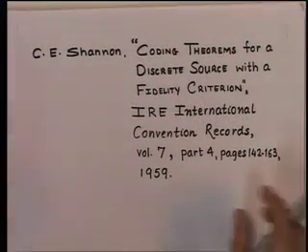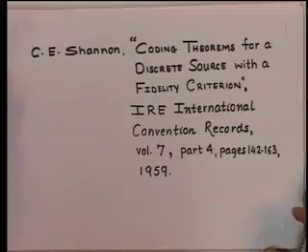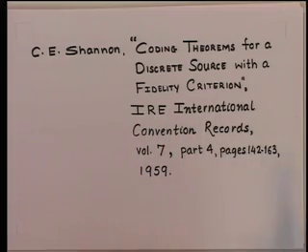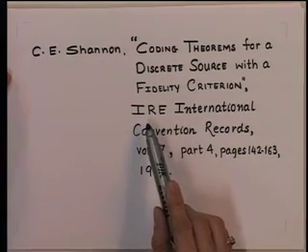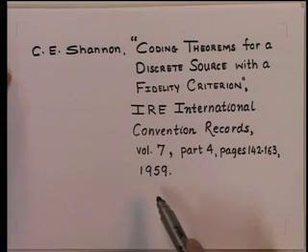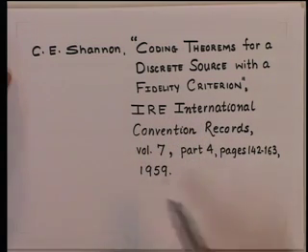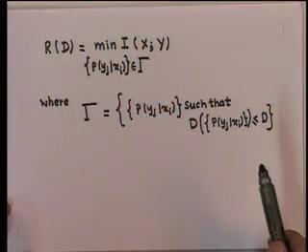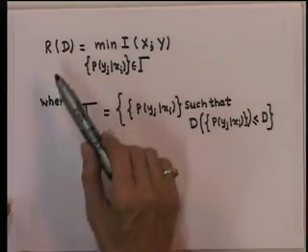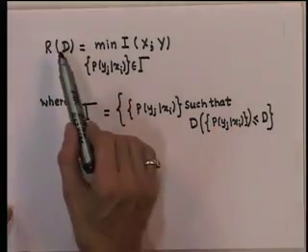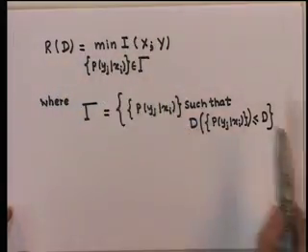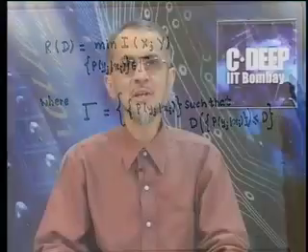The paper by Shannon is stated here: Coding theorems for a discrete source with a fidelity criterion. It had appeared in IRE International Convention Records, volume 7, part 4, in 1959. Now, we will not go into the proof of this relationship. However, we can at least convince ourselves that defining the rate as an average mutual information gives sensible answers when used for the examples discussed.